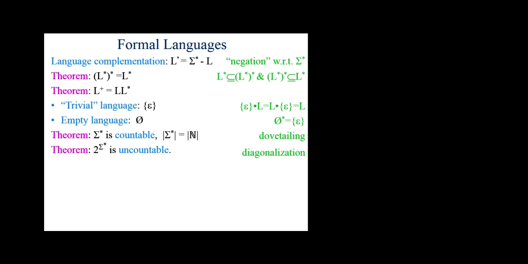Now, why is that uncountable? You can prove that by diagonalization. And I'll leave it up to you as an exercise to prove that 2 to the sigma star is not countable. Yeah, it's infinite, but it's a much larger infinity than the integers. It's like the infinity of the reals. It's uncountable. And try hard to solve that one.